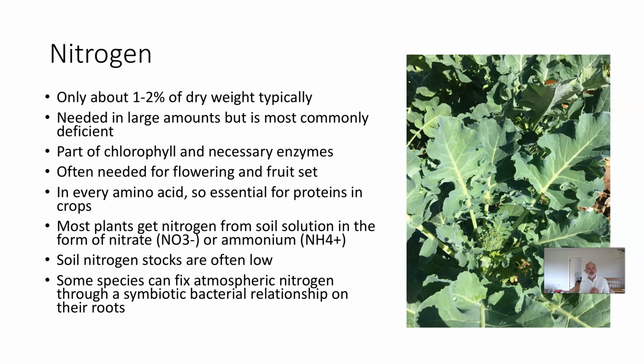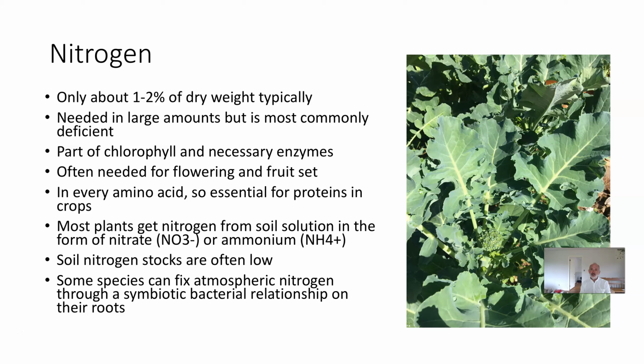So let's start with nitrogen. Nitrogen makes up about 1 to 2% of the dry weight of most plants and most crops. So if I took this young broccoli plant, dried it and chemically analyzed it, only about 1 to 2% of it would be nitrogen. Much of it would be carbon and some hydrogen and some oxygen. But mainly the carbon is what we'd be left with in terms of its mass.